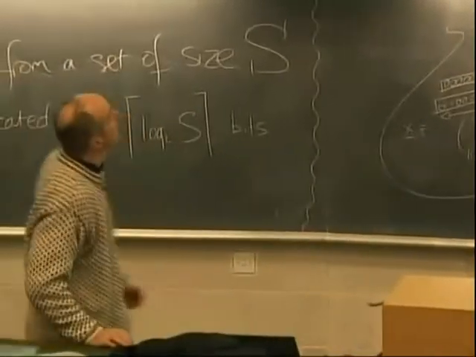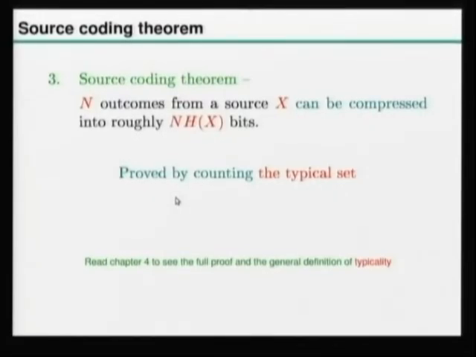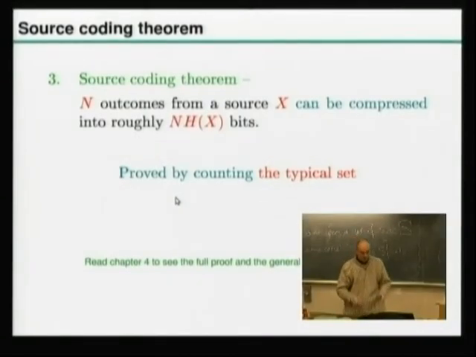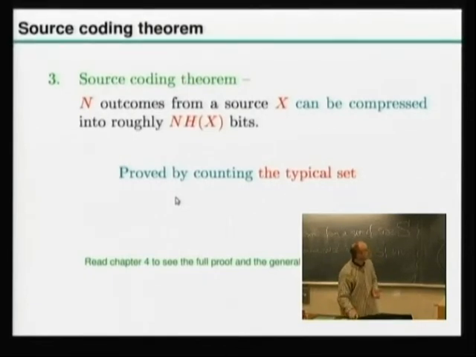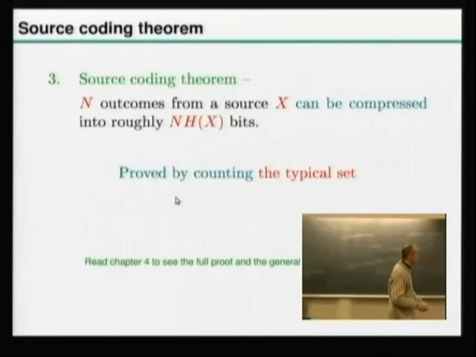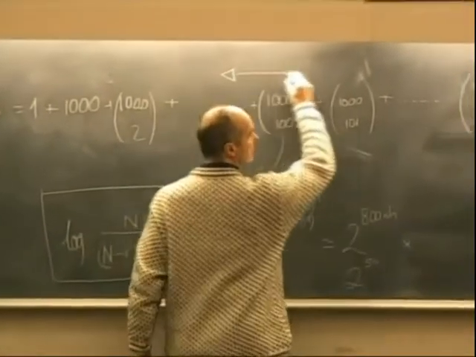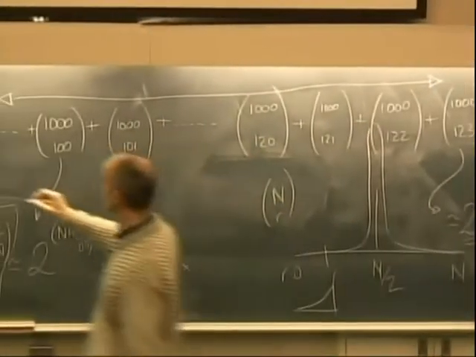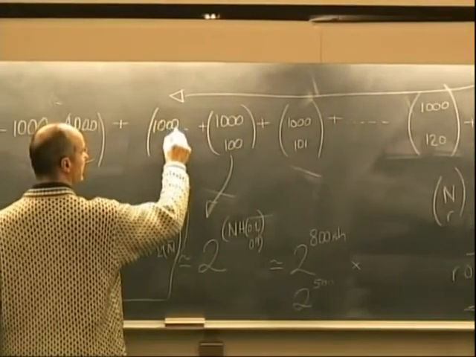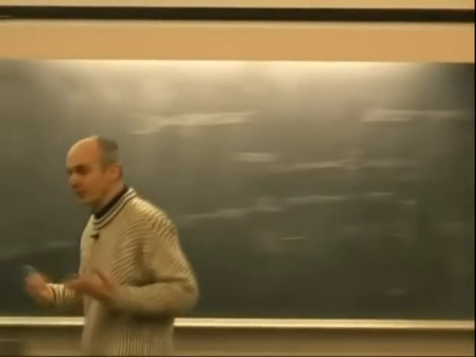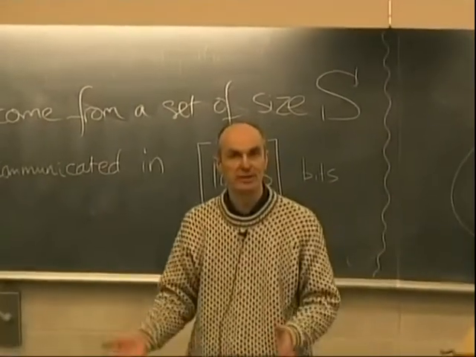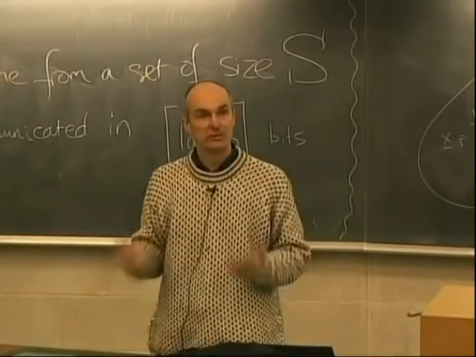Okay, so there's the source coding theorem. We can compress n outcomes into roughly nH bits, and we prove this by counting the typical set. The book contains the general rigorous proof of the source coding theorem for a general source, not just the bent coin. So have a look at chapter 4 if you want to see the full proof and the general definition of what we call typicality. I've introduced this term, the typical set. The typical set for the bent coin is all these outcomes hereabouts, which we expect to see most of the time. So it goes down a couple of standard deviations and up a couple of standard deviations. This is the typical set, and the proof of the source coding theorem depends on defining typicality and showing that when n is very big, what usually happens is almost always typical.